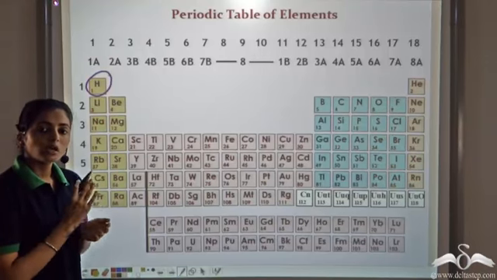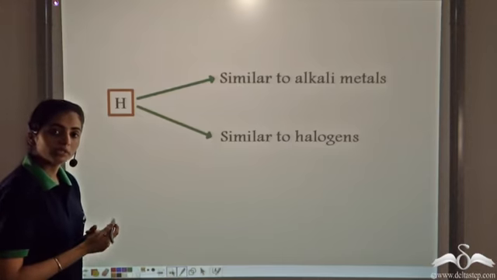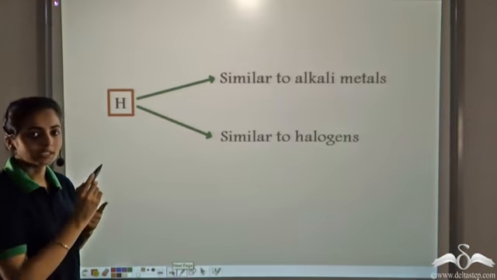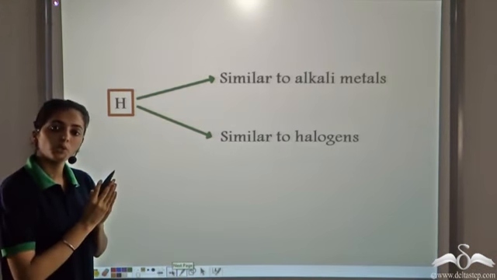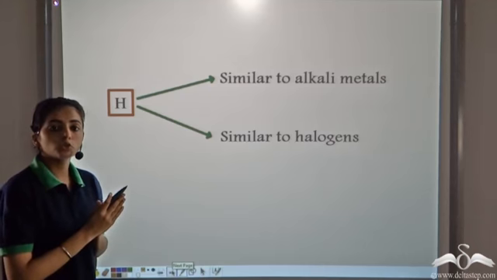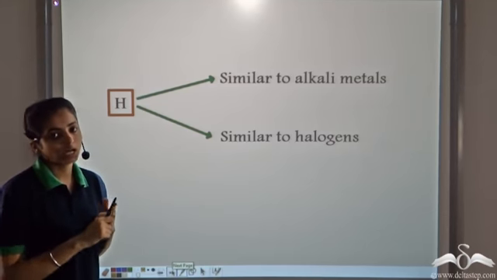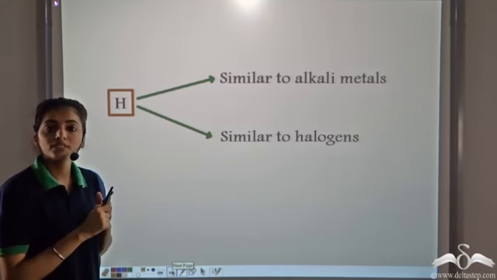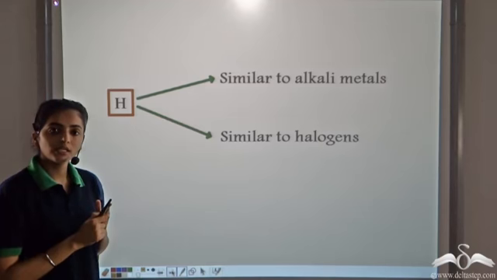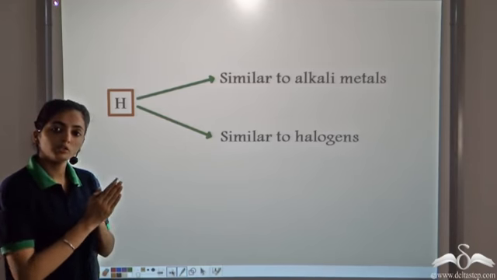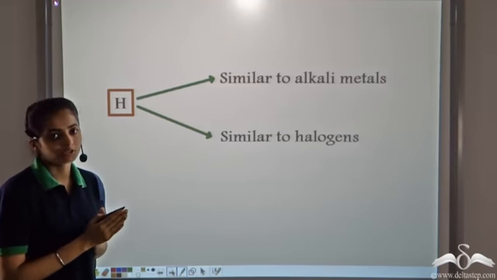This is because hydrogen shows properties which are similar to the alkali metals, that is the group 1 elements, and it shows properties similar to the halogens, that is group 7 elements. Let's see how hydrogen is similar to the alkali metals and the halogens.